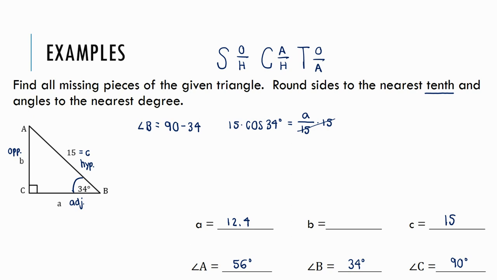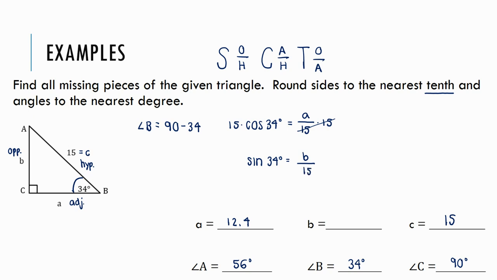This time, if I want to find B, notice that it's opposite the angle, and we still want to use the hypotenuse. Opposite and hypotenuse means that this time we want to use the sine. So sine of 34 degrees is going to be b, because that's opposite, over 15, which is the hypotenuse.